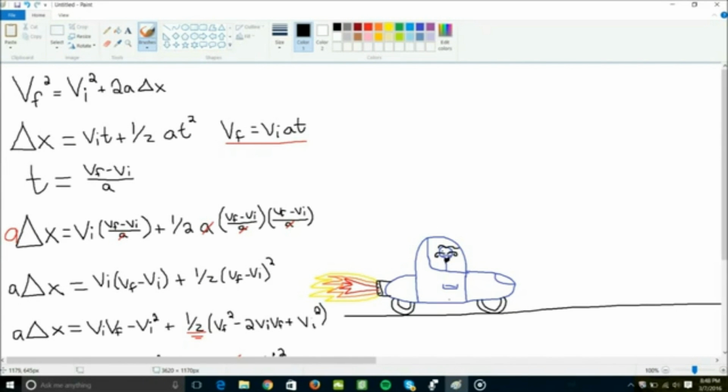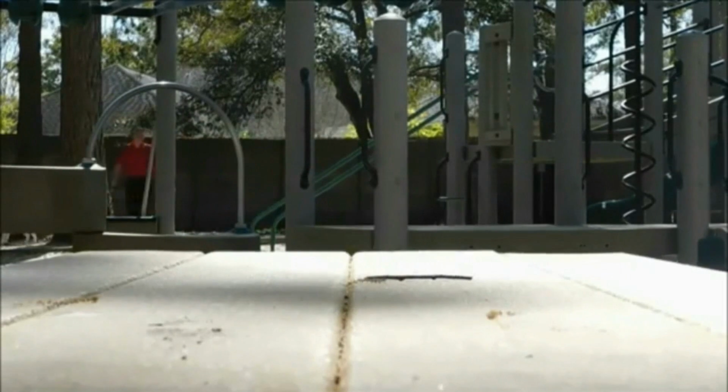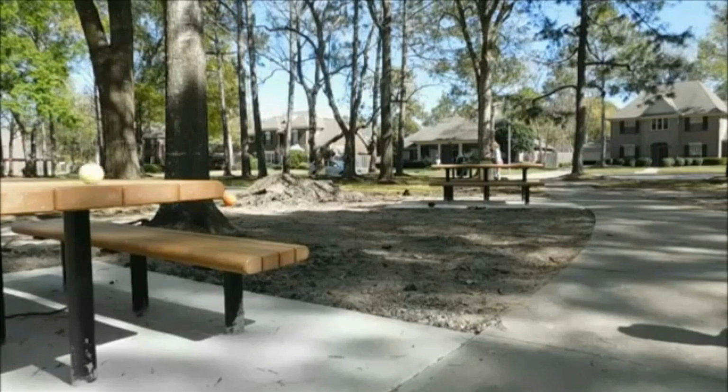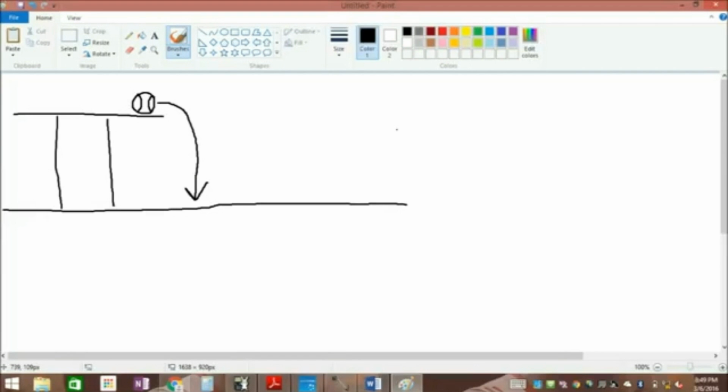So in this demonstration, I'll be showing you how to use the kinematic equation final velocity squared equals initial velocity squared plus 2a delta x with this little video that I have of a tennis ball rolling off a table. Now what we want to solve for is how fast this ball is going whenever it hits the ground. As you can see from the diagram, it is going in a parabolic motion. Now because of this and how acceleration is constant in the y-axis, we can solve for final velocity using kinematics.